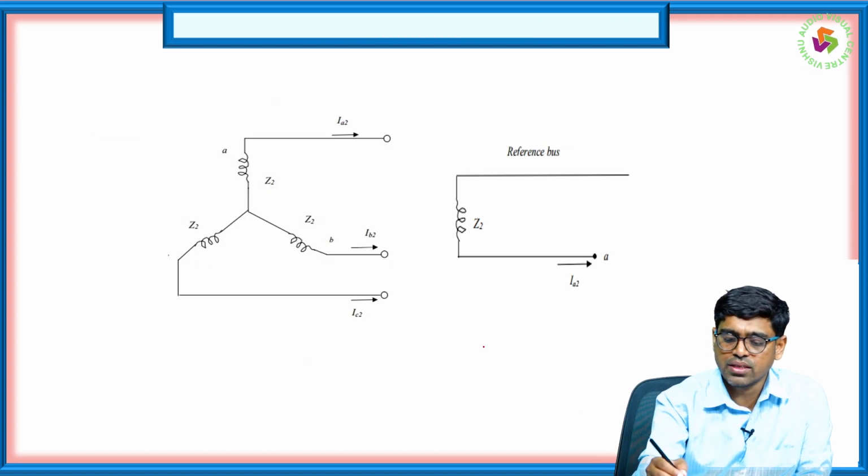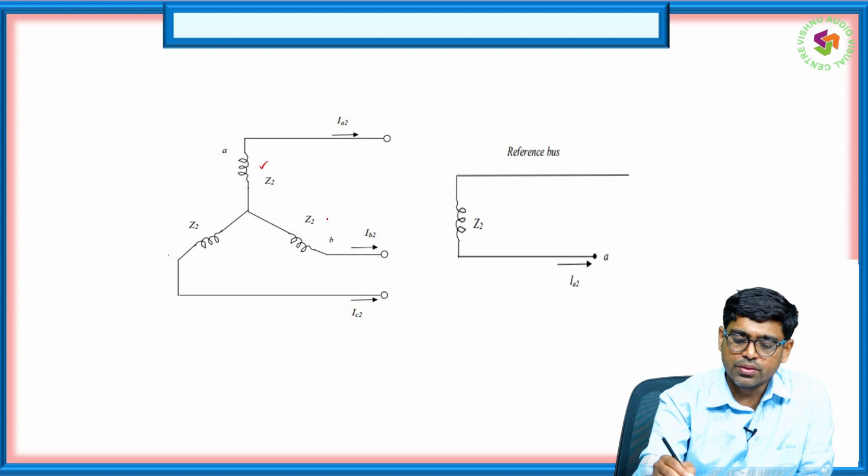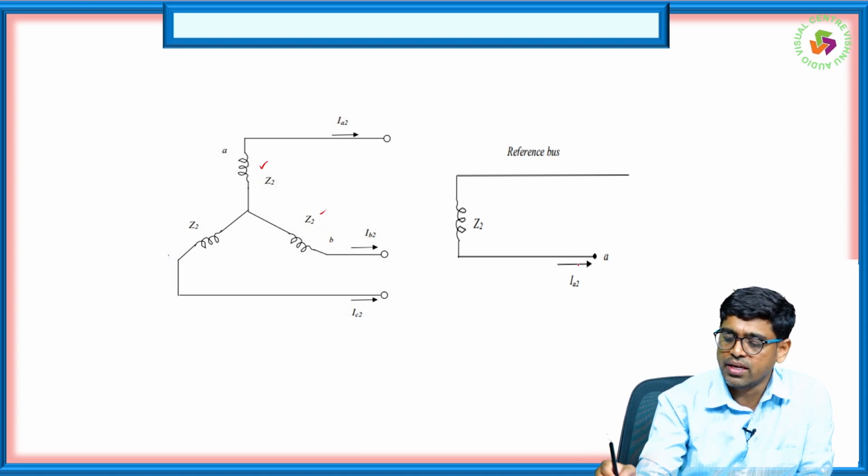So that is, we can see that it has Z2 for A phase, B phase like this, and if you take one particular phase, it is IA2, then the corresponding voltage VA2 is nothing but minus IA2 into Z2.